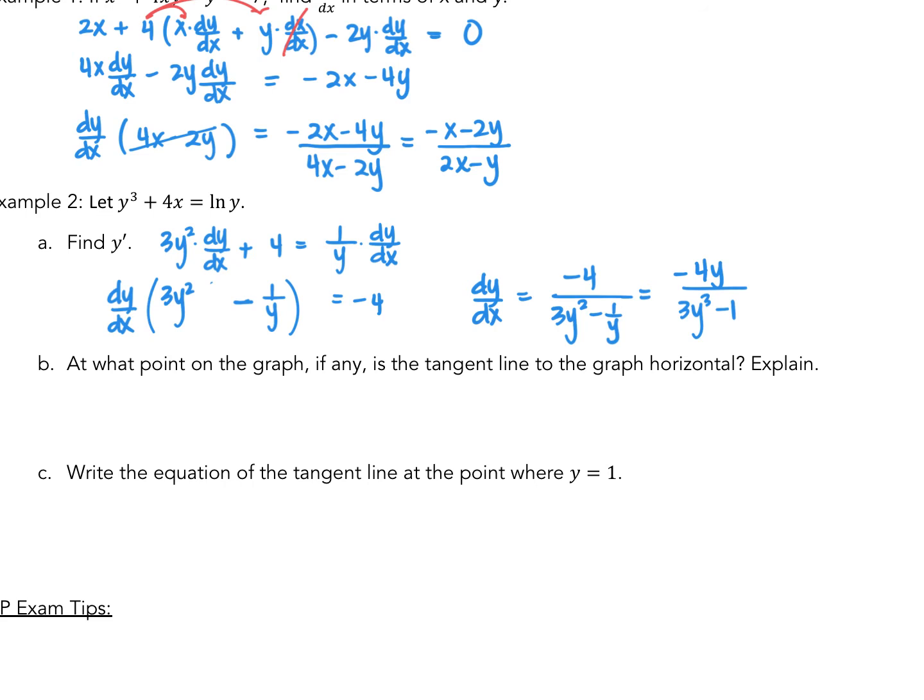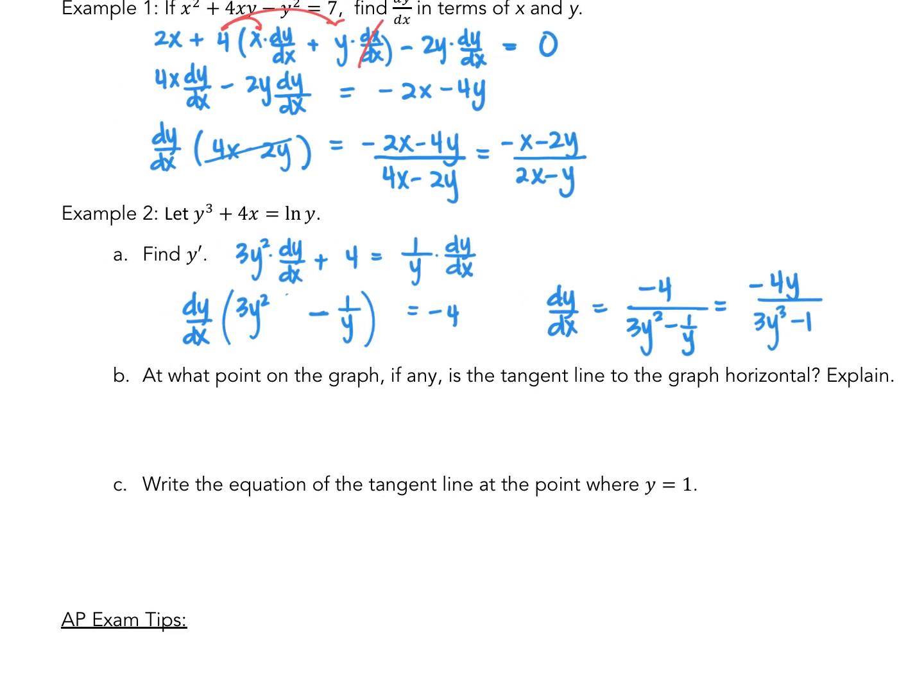Now we're asked if the tangent line to the graph could be horizontal. So that means that our dy dx, which is negative 4y over 3y cubed minus 1, if it's going to be horizontal, it's got to be equal to 0 over 1. So if we cross multiply that, we're going to have negative 4y equals 0. In other words, y equals 0.